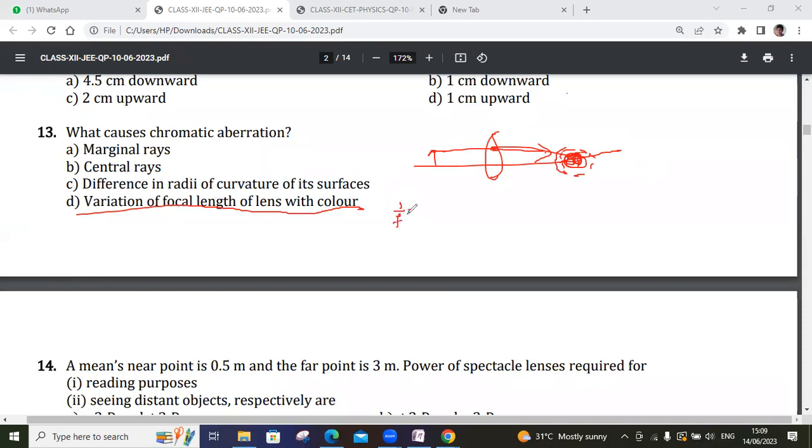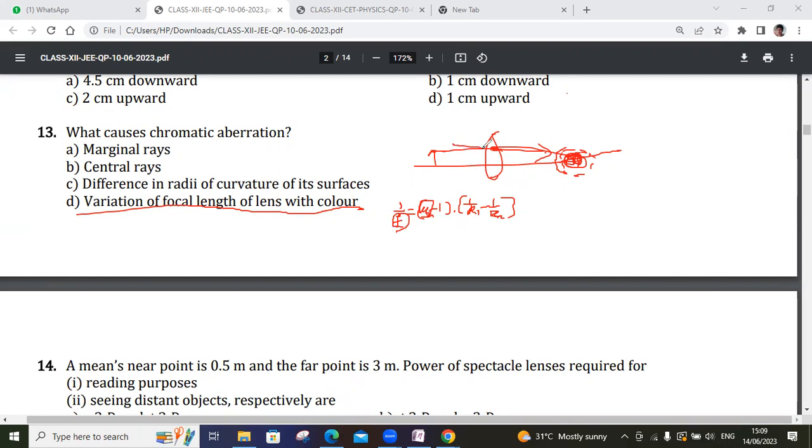Because 1 by f is equal to (mu minus 1) into (1 by r1 minus 1 by r2). So for different colors, the refractive index mu depends on the wavelength of the light also. Different wavelengths will have different refractive indices, a different power of getting refracted. So if mu changes according to color, f also changes.